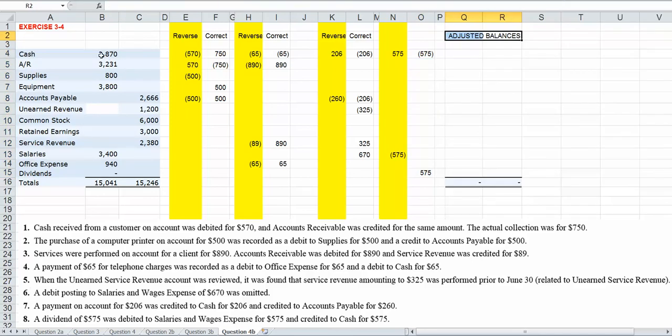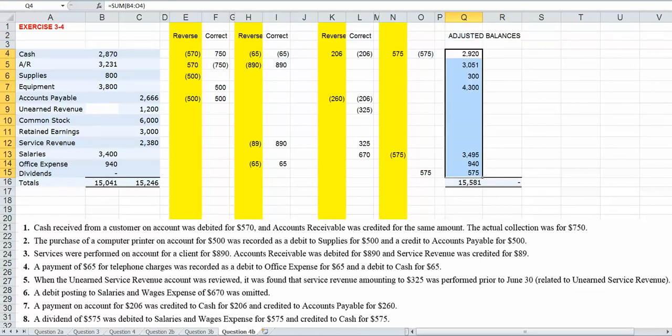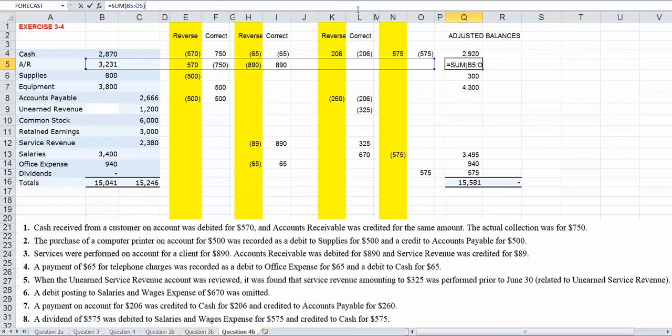We need to take the original balance and add all of our adjustments to get an adjusted balance. So when we sum up the row for cash, we get 29,220. And again, that's simply the sum of those accounts. Accounts receivable, we sum up those numbers and we get the 30,051. So we have a total adjusted balance for the debit side of 15,000.